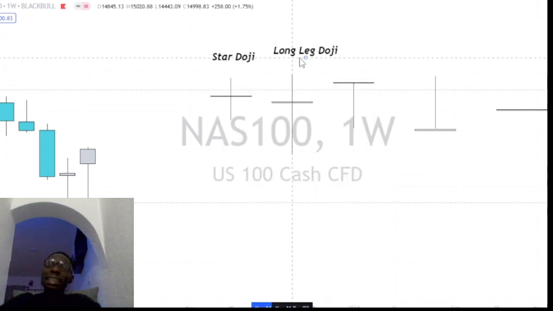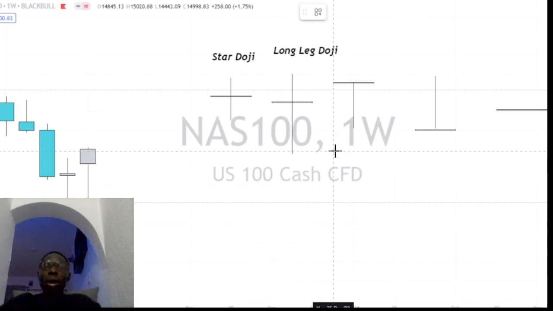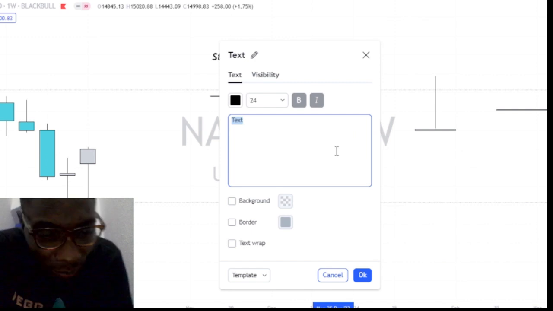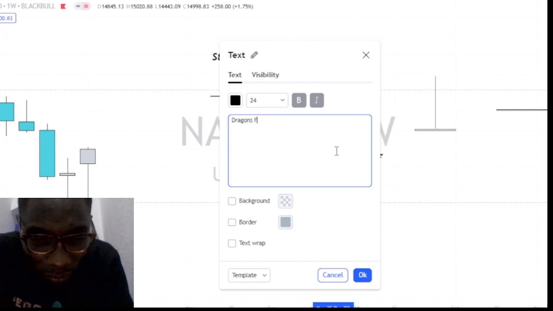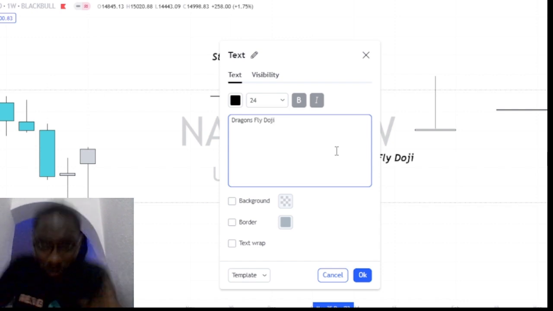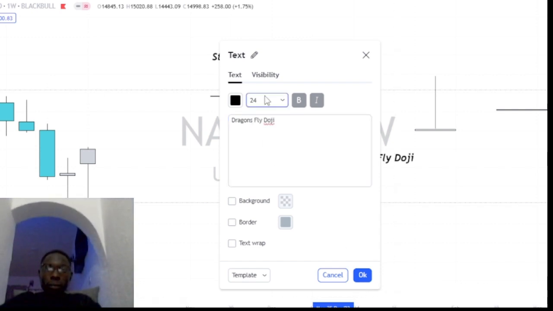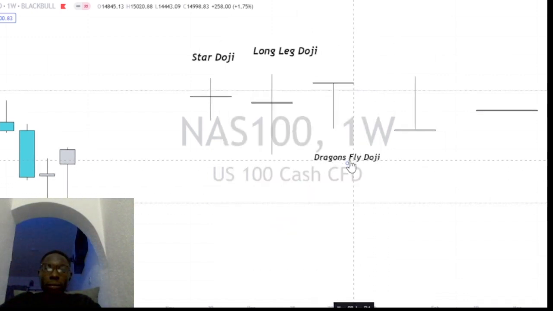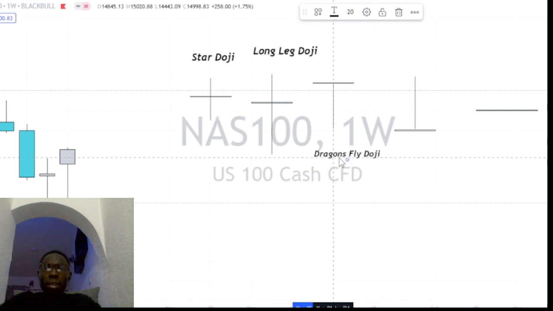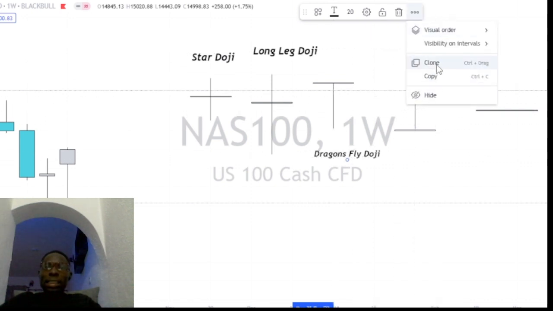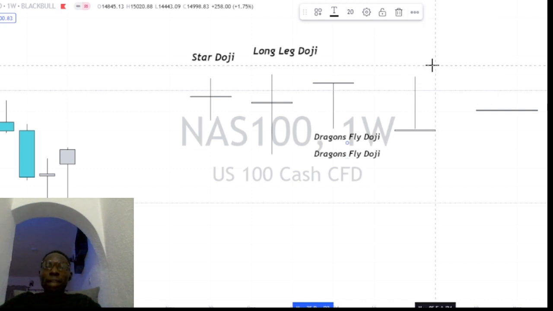Please understand the psychology behind it. And the dragonfly doji. I will explain the psychology behind these five candlesticks today.